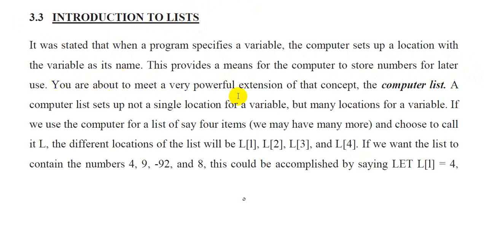You are about here to meet a very powerful extension of that concept: the computer list. A computer list sets up not a single location for a variable, but many locations for a variable. If we use the computer here for a list of, say, four items, we may have many more. We choose to call the entire set L. The different locations of the list will be L1, L2, L3, and L4, respectively.